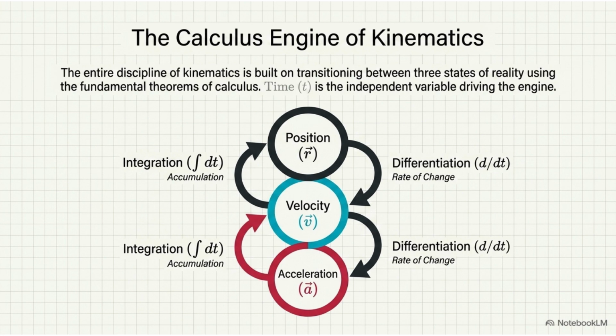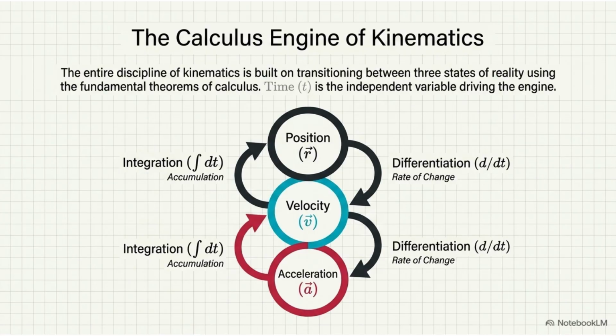Every moving particle continuously changes its position with time. If we know the position of a particle as a function of time, we can determine every other quantity that describes its motion. Let us begin with the position vector, denoted by r. The position vector specifies the exact location of the particle at any instant. Because the particle moves, its position changes continuously. Therefore, we write the position vector as a function of time, r equals r of t.